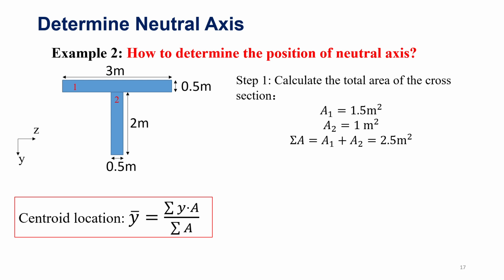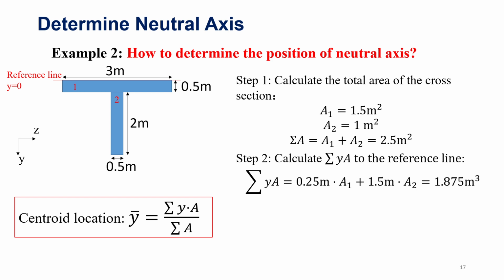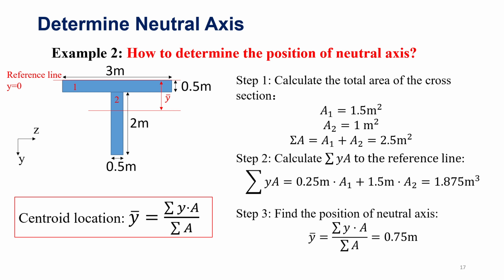In step 1, let's calculate the total area of the cross section. Let's separate this T section into two parts, part 1 and part 2. Part 1 has an area of 1.5 meters squared, and part 2 has a 1 meter squared area. So the total area is 2.5 meters squared. In step 2, let's calculate the sum of y times A. With the reference line at the topmost of the T section, the integral of y over area is 1.875 meters cubed. In step 3, we find the position of the neutral axis by the ratio of these two. The neutral axis is located at 0.75 meters.